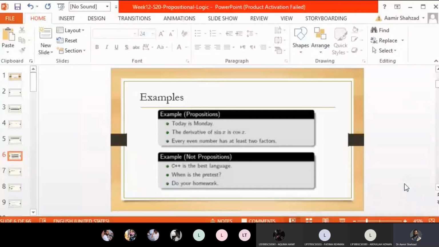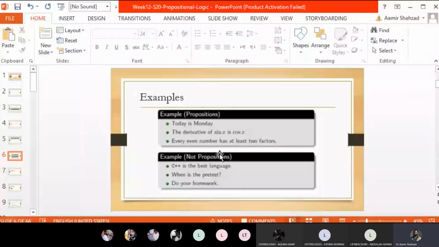So it can be either true or false. Today is Monday. It cannot have any other thing. So the derivative of sin x is cos x. Sin x का derivative, yes, it is cos x. Cos x का derivative minus sin x होता है. Sin x का derivative cos x होता है. So derivative of sin x is cos x. Yeah, that's true. So this is a proposition.